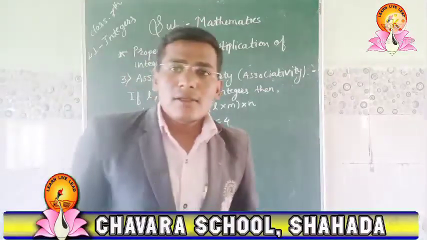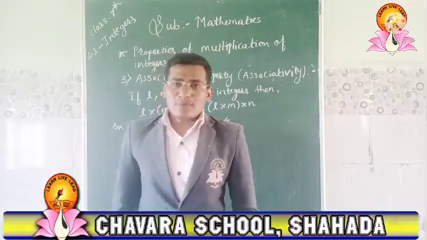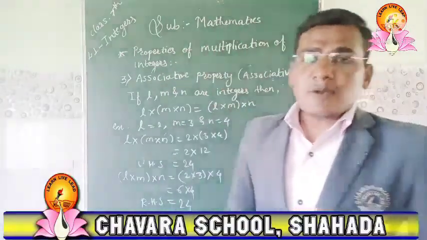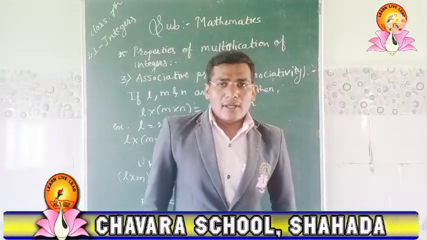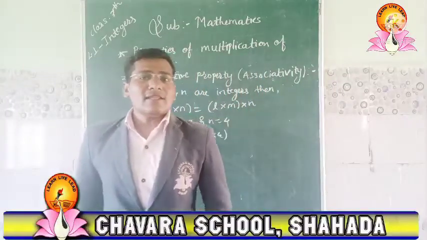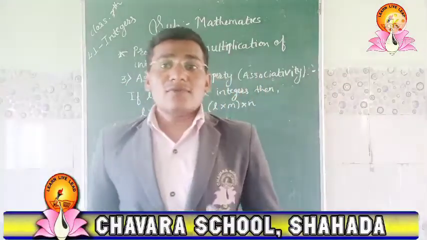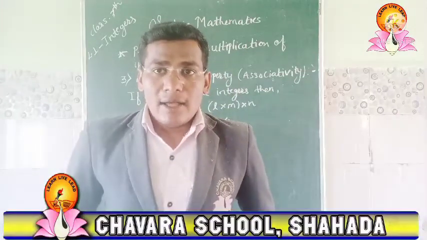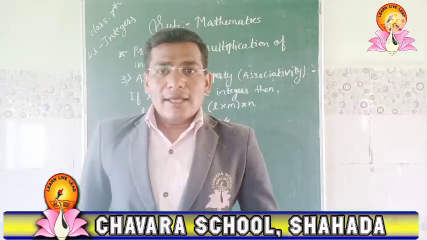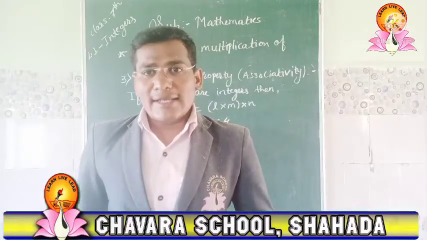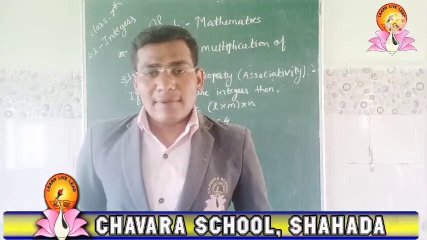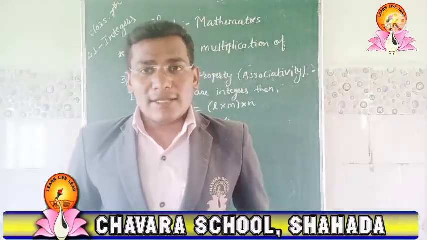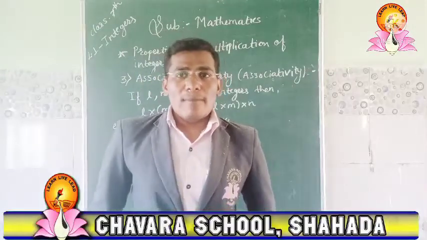Now we will move to the next property of multiplication. The next property is distributive property. In that distributive property, there are 4 rules, or 4 types of the same property. The first one is addition, the second one is also addition of another type, the third one is subtraction, and the fourth one is also subtraction but of another type. So we will see them one by one.